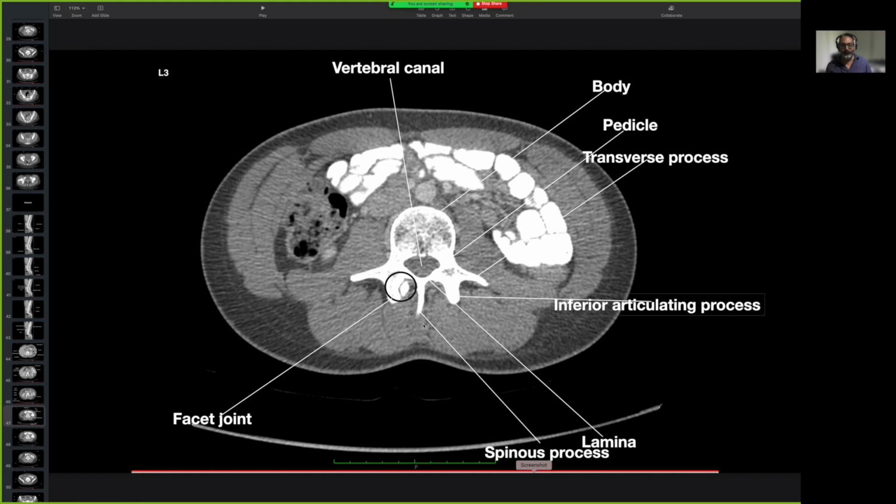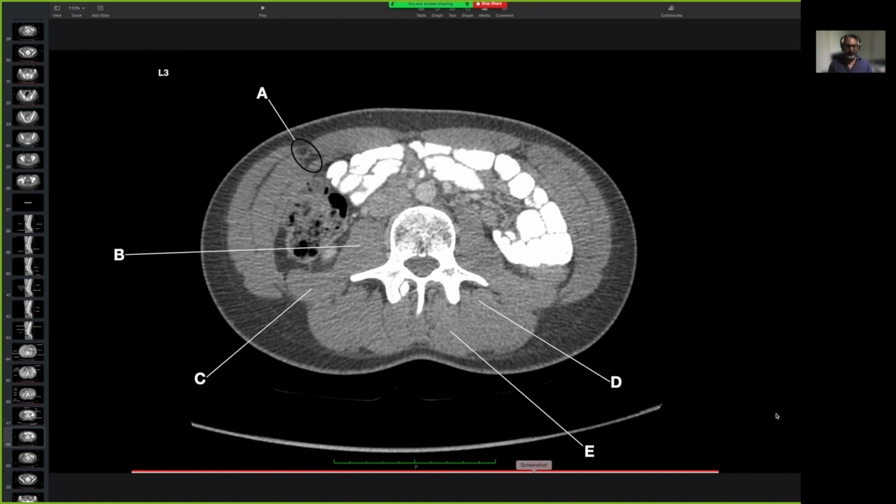Well, you see the spinous process. It's relatively inferior. When you see the superior process, you don't see the spinous process. You don't even see the transverse processes. If you go inferior, you will start seeing the body of this vertebra, but you won't see the transverse processes or spinous processes. All right.